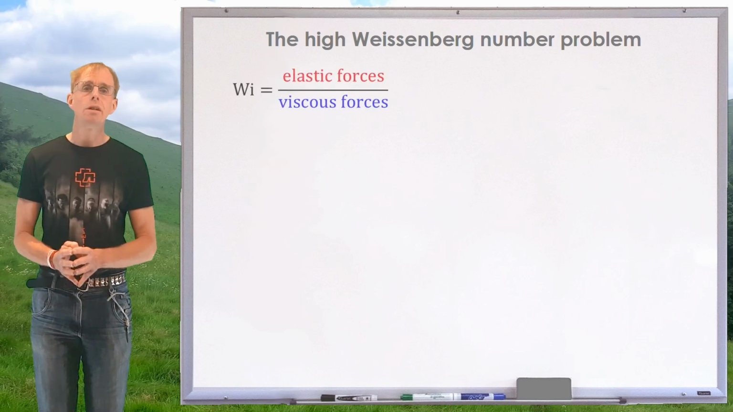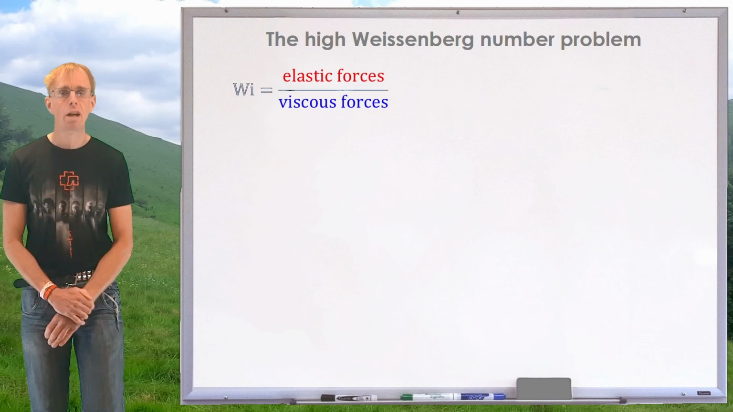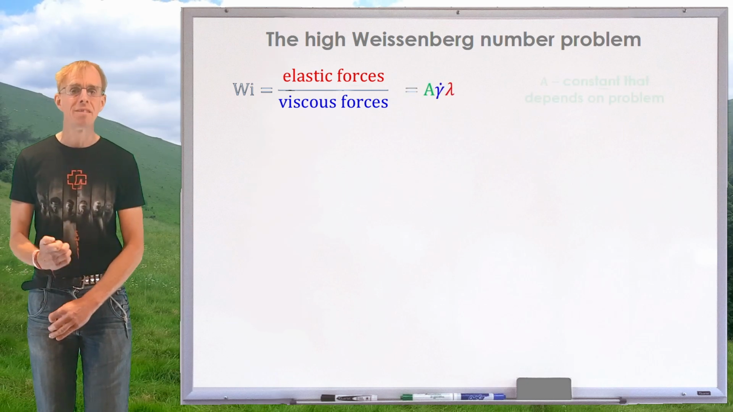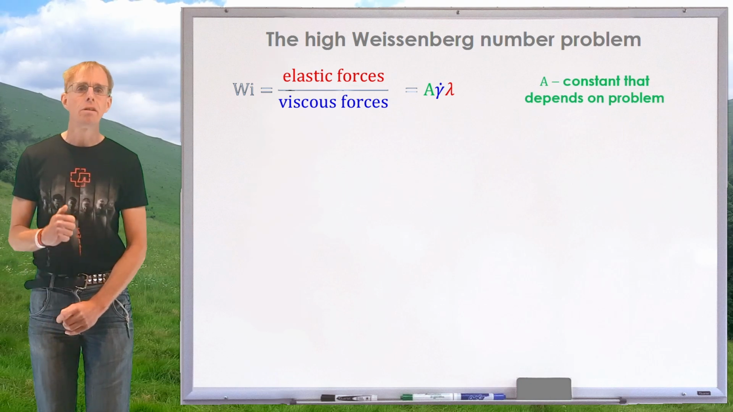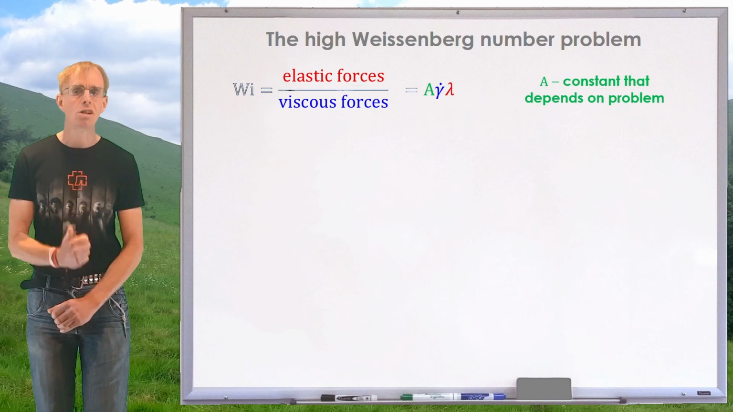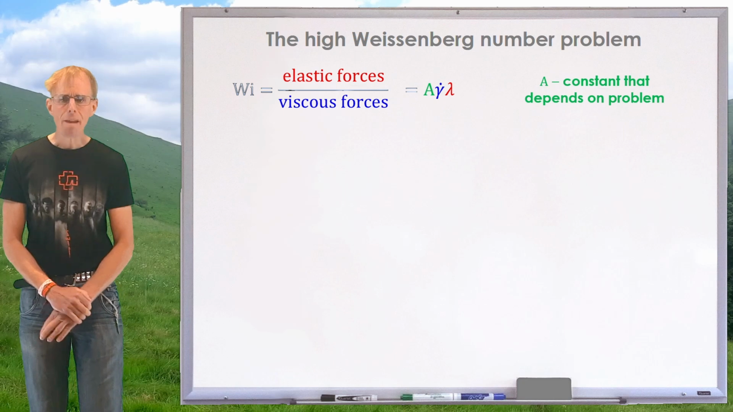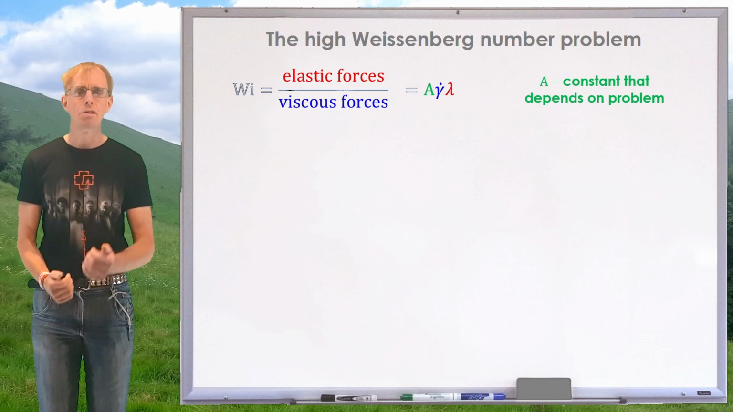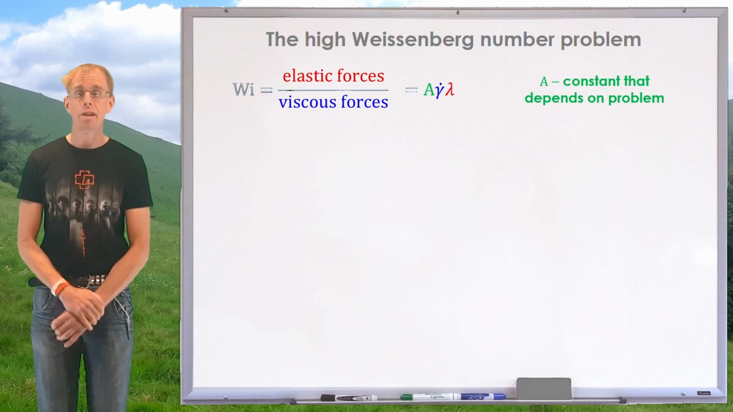Now, the Weissenberg number is a dimensionless group. It's the ratio of elastic forces to viscous forces, and in the simplest possible way we can write this as a dimensionless parameter A, which is a constant that depends on the nature of the problem we're solving, multiplied by the shear rate magnitude gamma dot, multiplied by the relaxation time, or a characteristic relaxation time, of the polymer that's being flowed. If we think about the units, gamma dot is reciprocal seconds, lambda is seconds, the product of the two is dimensionless, and the constant A is dimensionless, so this is therefore a dimensionless number.